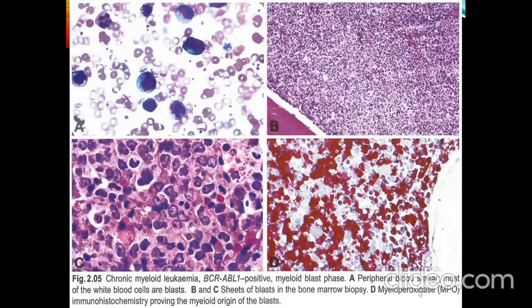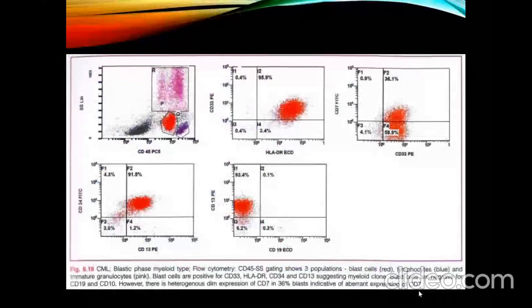As we can see in these photomicrographs here, picture A is showing us the peripheral blood smear. Most of the white cells are blasts. The B and C photomicrographs are showing us sheets of blasts in the bone marrow. And lastly, the D picture is showing us myeloperoxidase immunohistochemistry, proving the myeloid origin of the blasts.